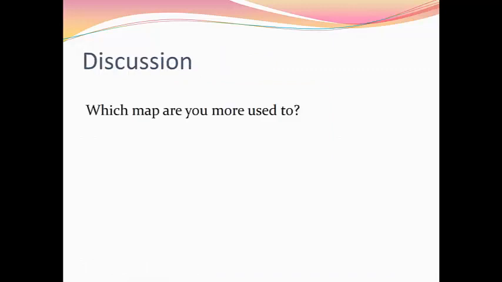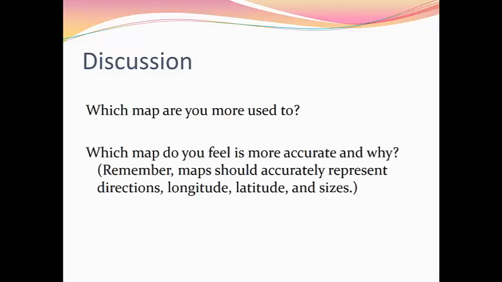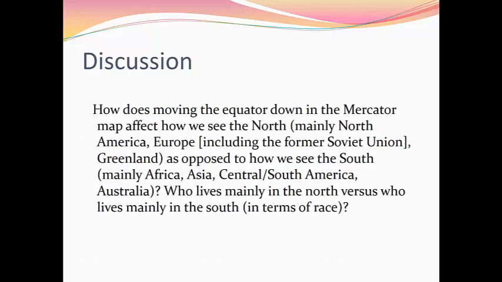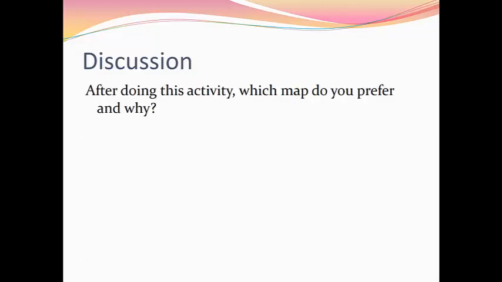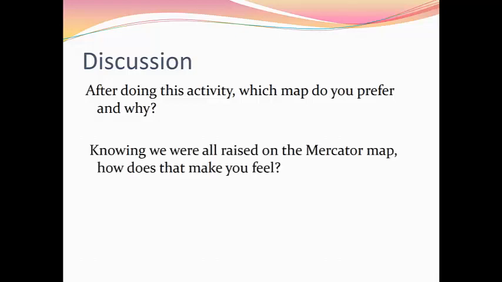Which of the two maps are you more used to, the Mercator or the Peters projection? Which map do you feel is more accurate and why? Remember, maps should accurately represent directions, longitude, latitude, and sizes. How does moving the equator down in the Mercator map affect how we see the North as opposed to how we see the South? And again, who lives mainly in the North versus who lives mainly in the South in terms of race? After doing this activity, which map do you prefer and why? Knowing that we were all raised on the Mercator map, how does that make you feel?